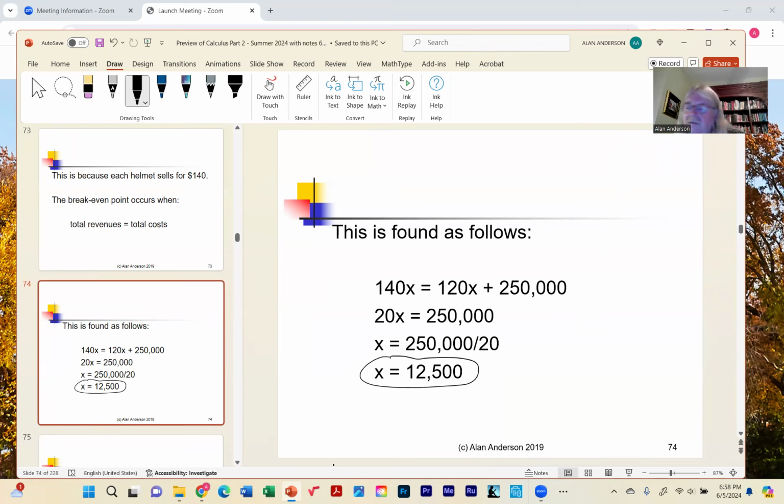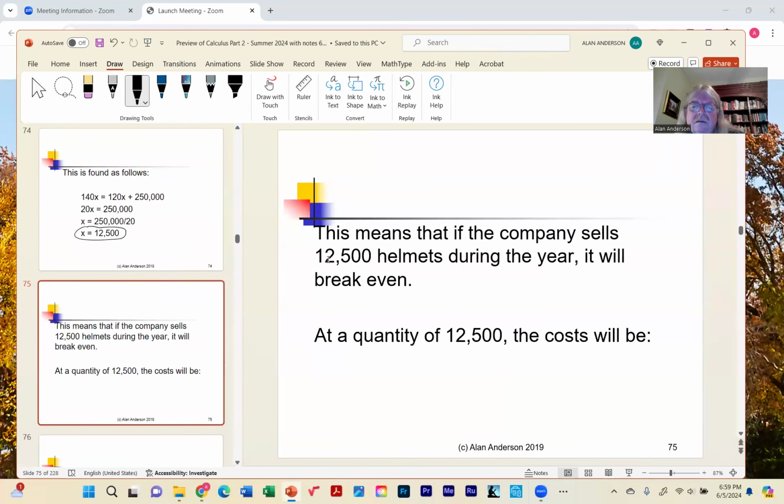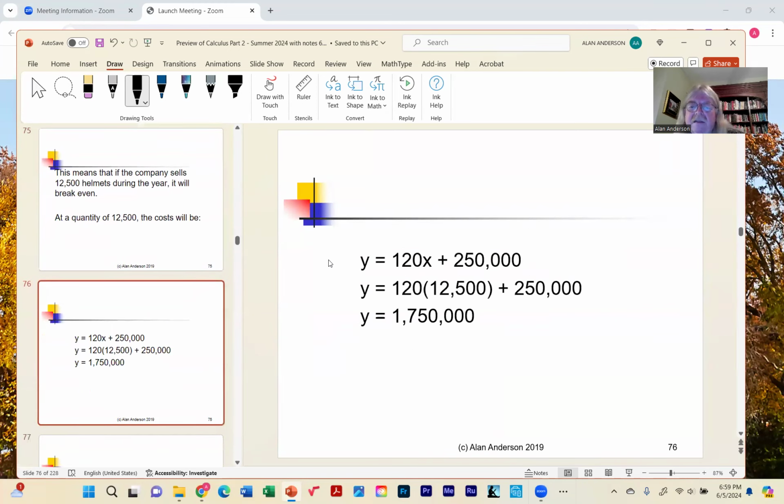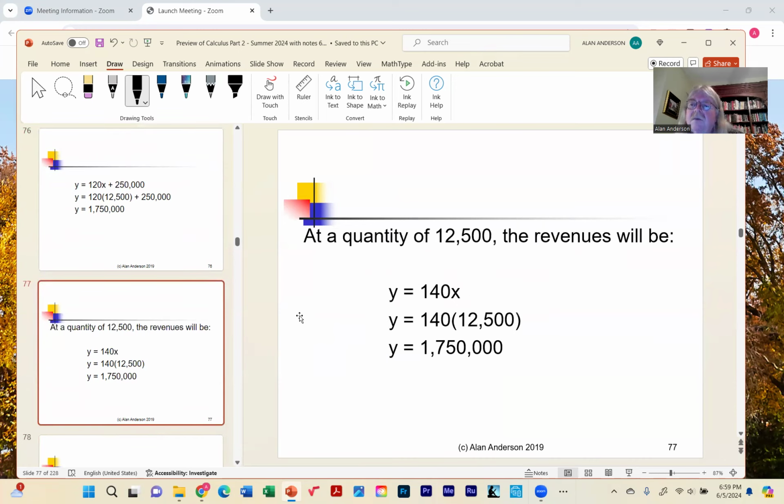Now, at that point, we can solve for either the total cost or the total revenue if we choose to do so. In fact, it looks like we've done exactly that here. So with 12,500, the total cost is 1,750,000. And then you can see from the revenue function, the revenues are also 1,750,000. So this is what we mean by break even.